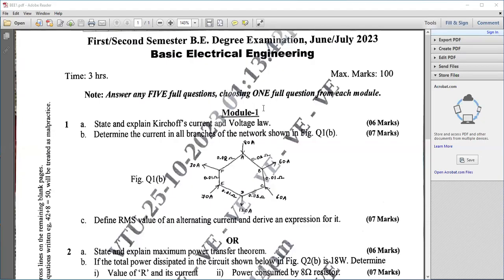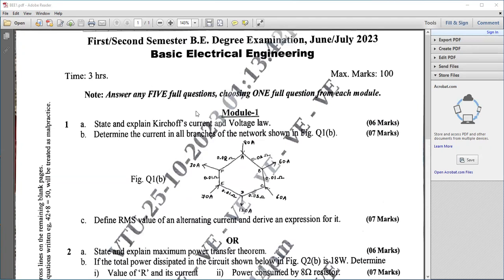Dear all, in this session, I would like to have a brief review of the question paper for the subject Basic Electrical Engineering, which was held in June-July 2023. We'll have a brief discussion on what questions are asked and what topics they covered, all the parts we are going to discuss, so that you will understand how to prepare for the forthcoming examination.